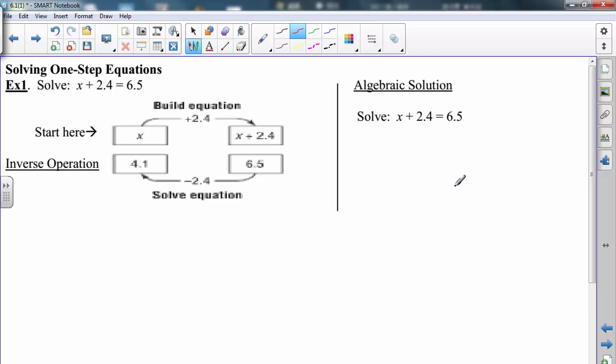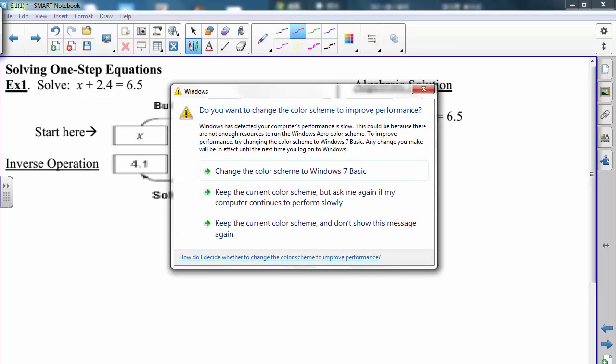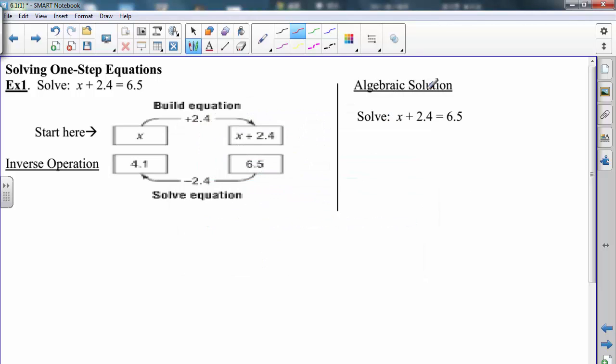Let's look at solving one-step linear equations first. Example 1. Solve x plus 2.4 equals 6.5. Let's start from the left side. The left side is the variable x plus 2.4, and this left side is equal to 6.5.